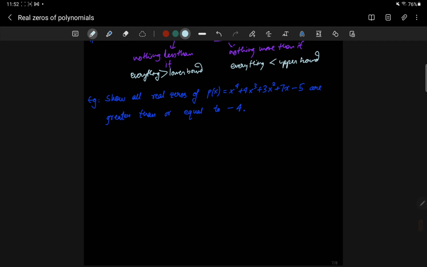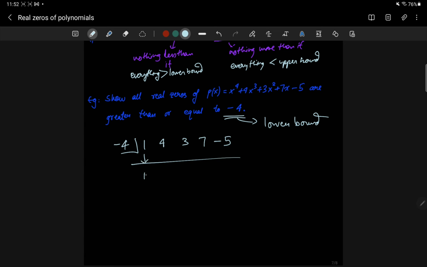Example: show all real zeros of this polynomial are greater than or equal to -4. So we're trying to show that this is a lower bound. Let's go ahead and set up the synthetic division, making sure that there are all powers of x, so there's no 0 that I need to place here. -4 gives me 1, -4, 0, -4 times 0 is 0, which gives me 3, -12, -5, 20, 15.